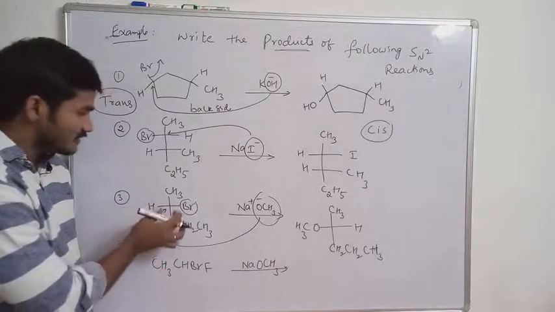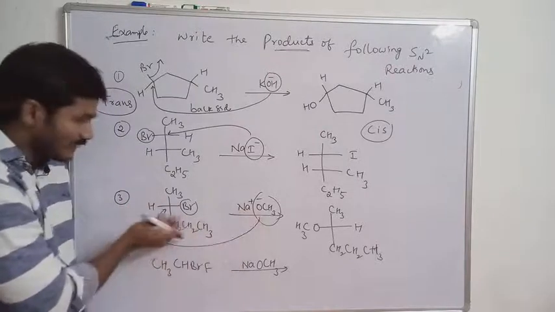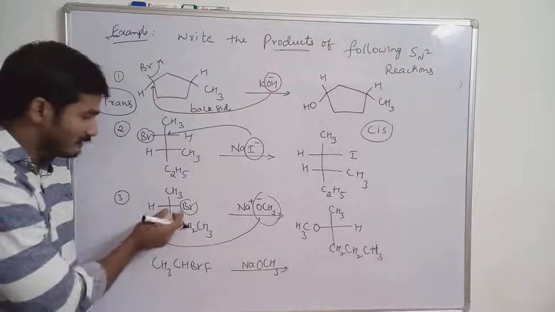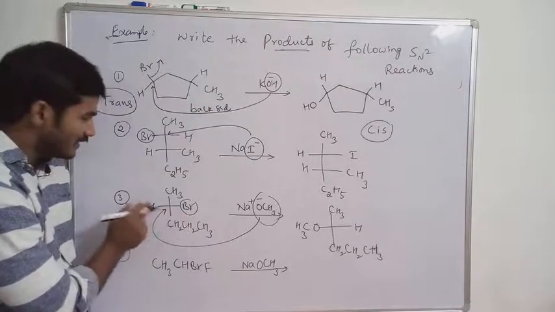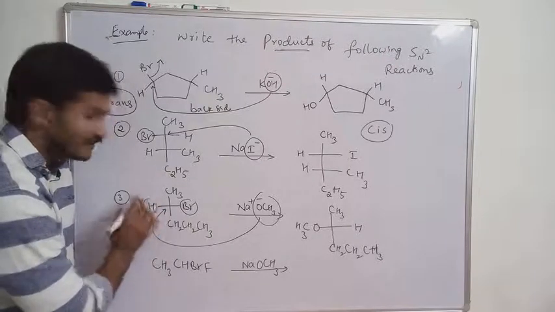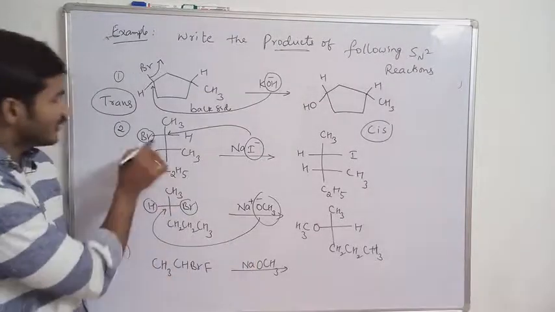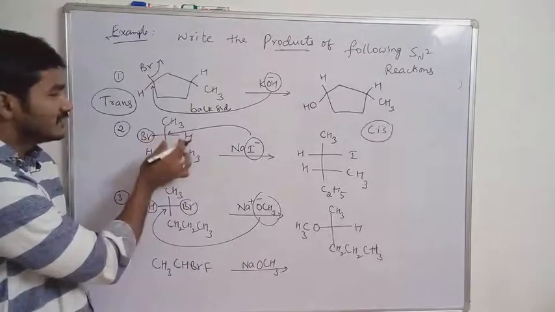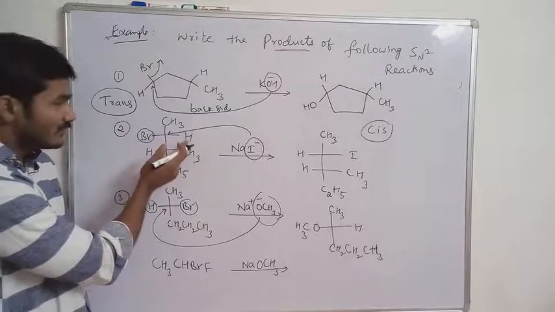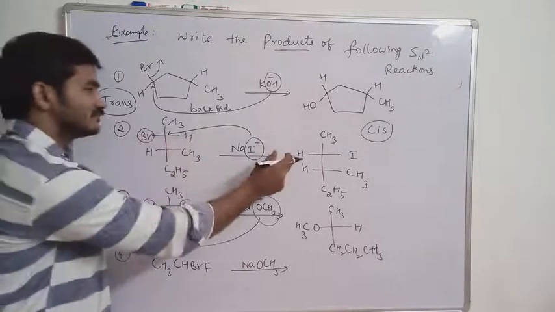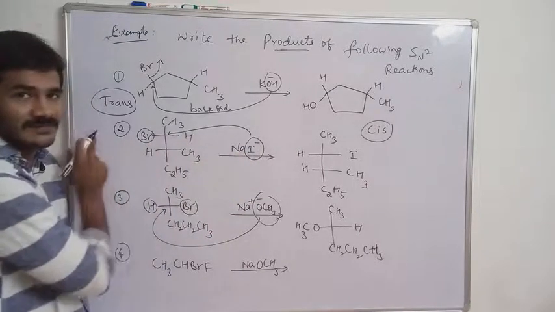Wherever the leaving group is, you just substitute the nucleophile opposite of the leaving group. Here Br is the leaving group. Opposite here we write the nucleophile, and this hydrogen becomes reversed, inverted. Here also, when I minus attacks here, this hydrogen becomes reversed. The hydrogen on the right side becomes the left side here. The nucleophile attacks here, Br is eliminated.